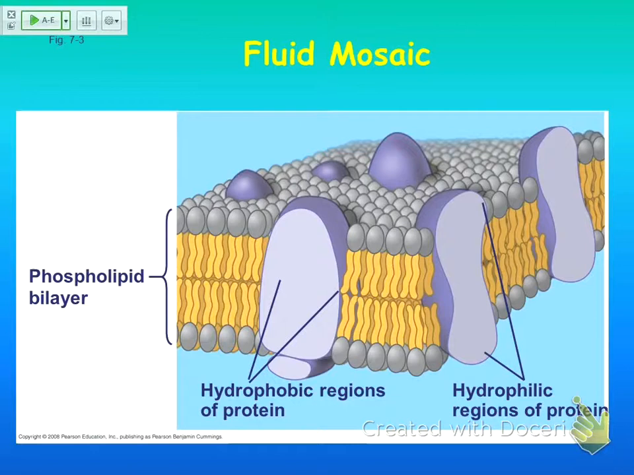So what I want you to now notice, though, is that we do have proteins. And these proteins are looking like jelly beans in that peanut butter sandwich. And some of them, I want you to notice, go the whole way through. Some may only be on the upper surface or the lower surface, which would be to the exterior of the cell or to the interior of the cell.